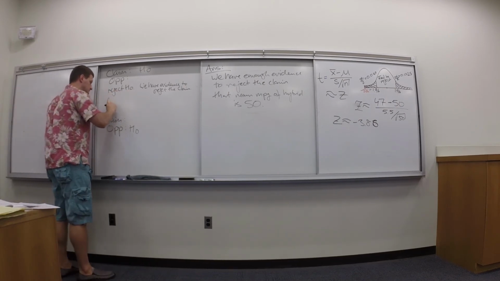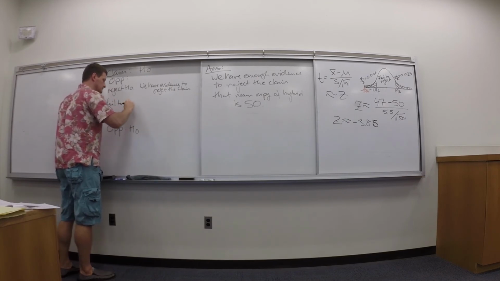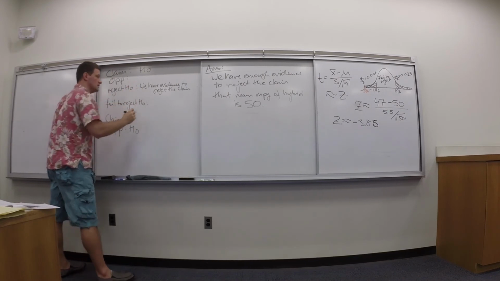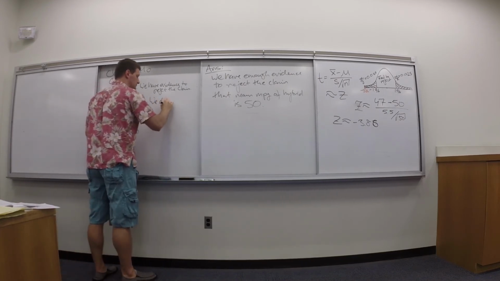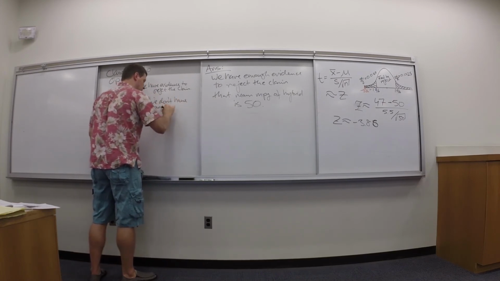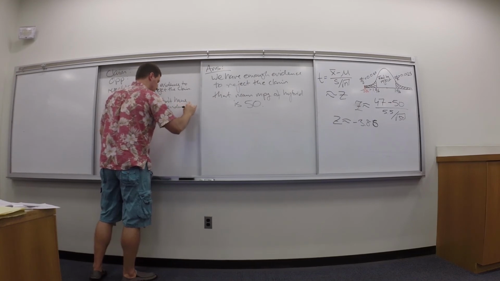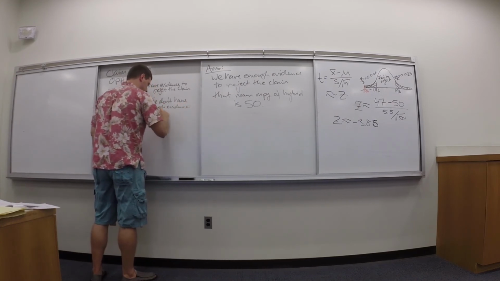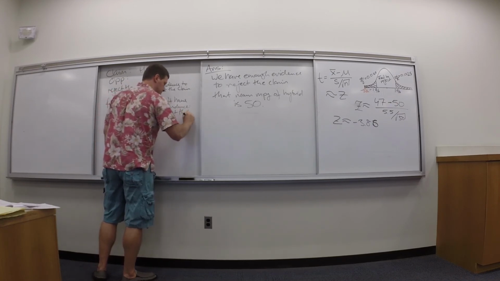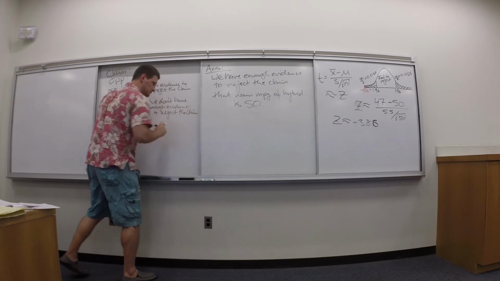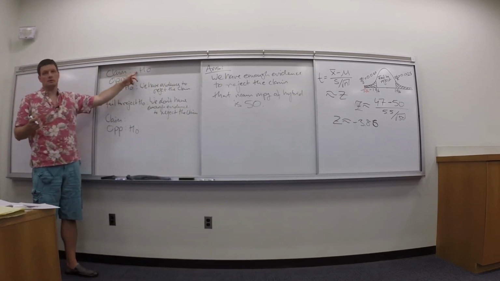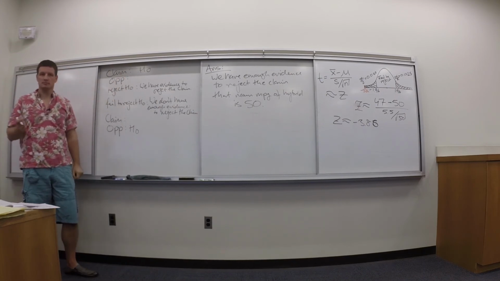If you fail to reject H sub 0, the answer you're going to write is we do not have enough evidence to reject the claim. Right? If you fail to reject H sub 0, you just don't have enough evidence to reject.